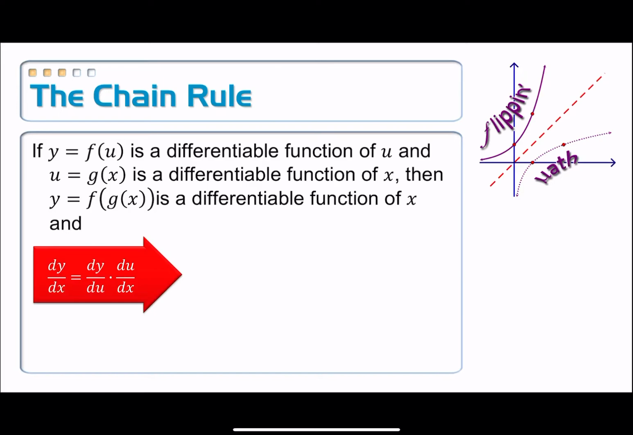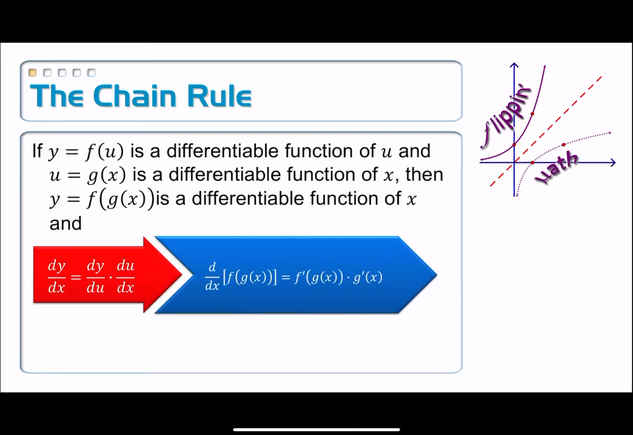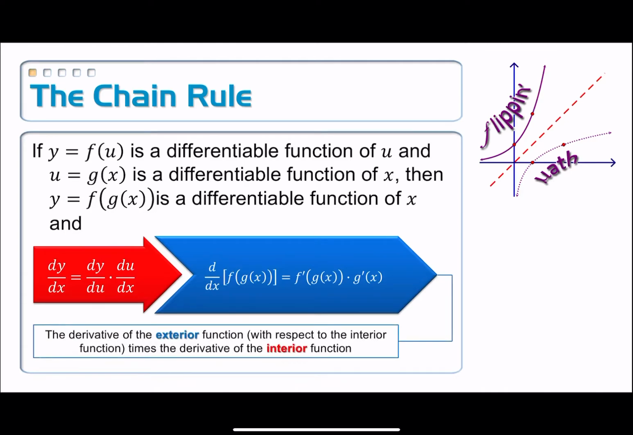Let's look at this in prime notation, just like we did in our little investigation. So the derivative with respect to x of f composed with g of x is equal to f prime composed with g of x multiplied times g prime of x. That is the derivative of the exterior function with respect to the interior function multiplied times the derivative of the interior function.